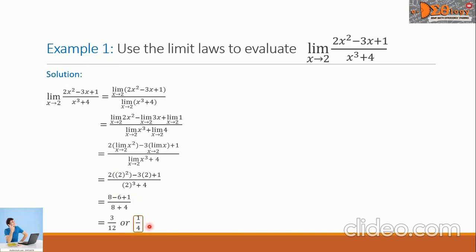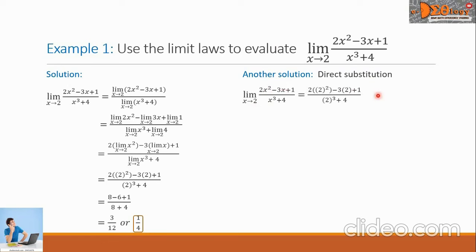This is our answer. We have another solution, and that is what we call direct substitution. We copy first our problem here, and then let us substitute the value of 2 to each of the x of this rational function. So it will be like this: 2 times 2 squared minus 3 times 2 plus 1 all over 2 cubed plus 4. It seems like this is a shortcut of the first method. From the problem, we jump directly to this step here. And this rational expression can be simplified into 3 over 12, or we say 1 over 4. This is our final answer.